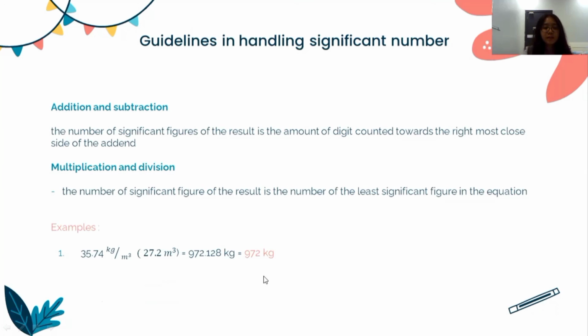For example, 35.74 kg per meter cube times 27.2 meter cube is equal to 972.128 kg. 35.74 has 4 significant figures, while 27.2 has only 3 significant figures. According to the second rule, we need to get the least significant figure in the equation. So we're going to write 972 kg with only 3 significant figures.